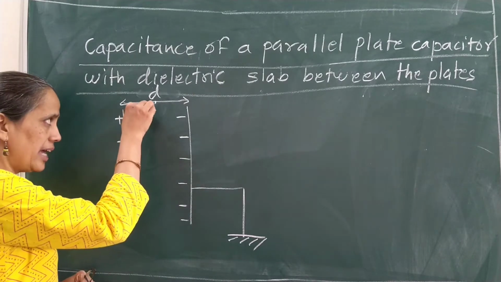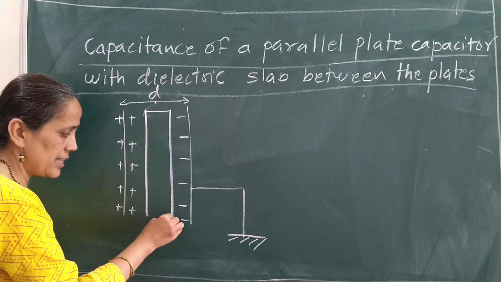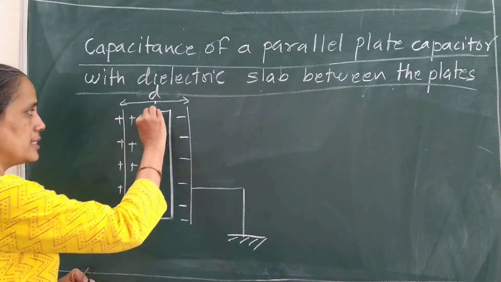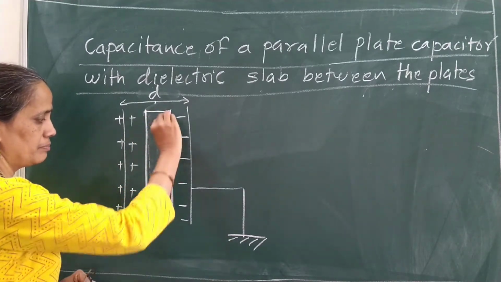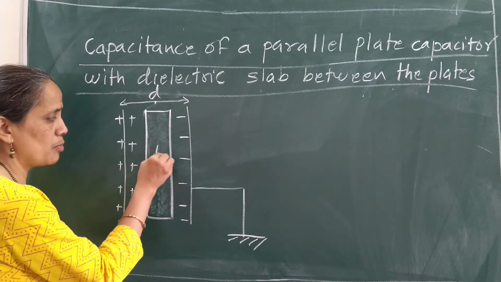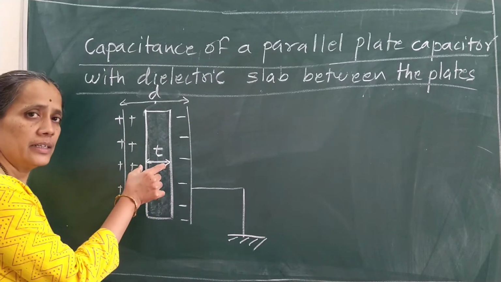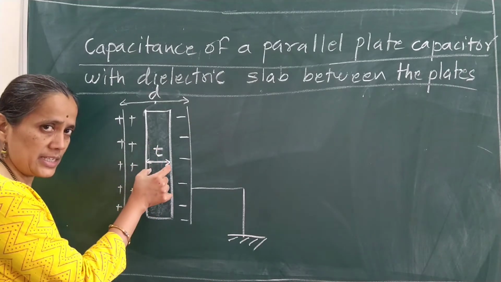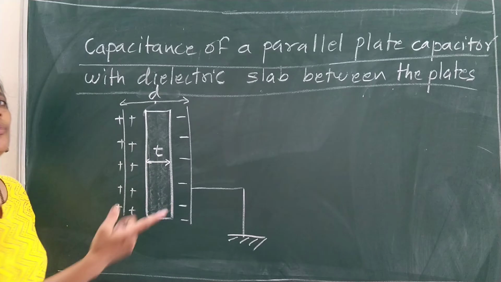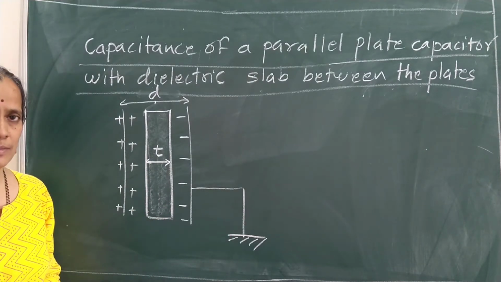Now, in between the two plates, I can add a dielectric slab. So this is my dielectric slab, and this dielectric slab has a thickness of small t. So if I add a dielectric slab of thickness t, what will be the capacity? That we have to consider.